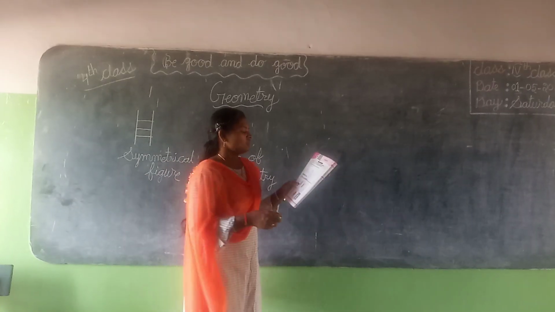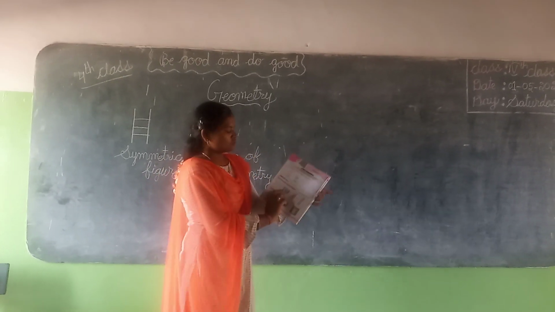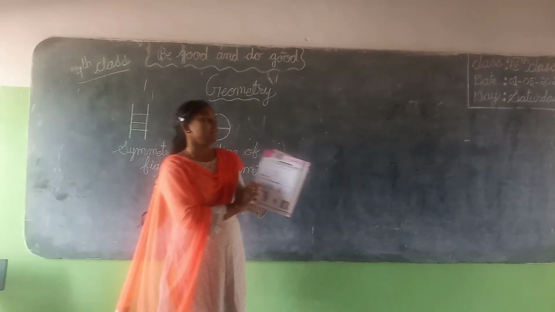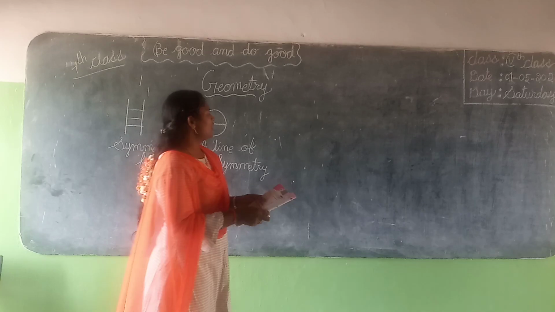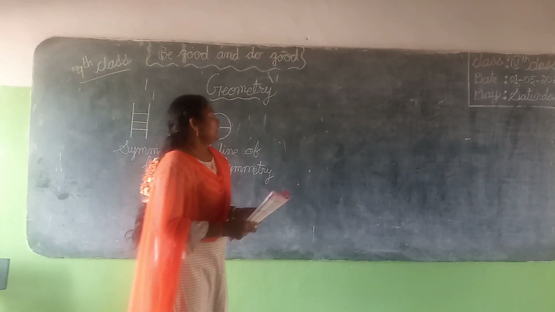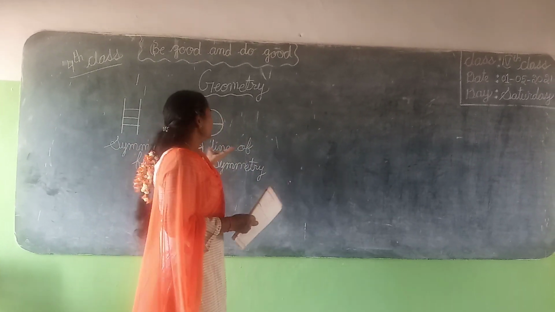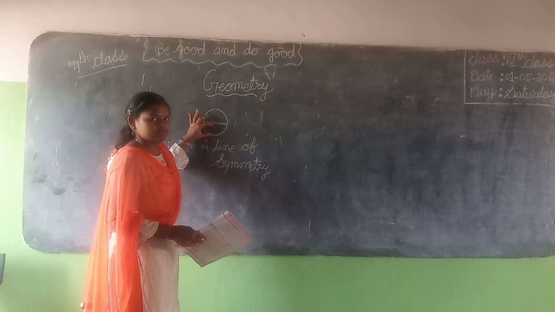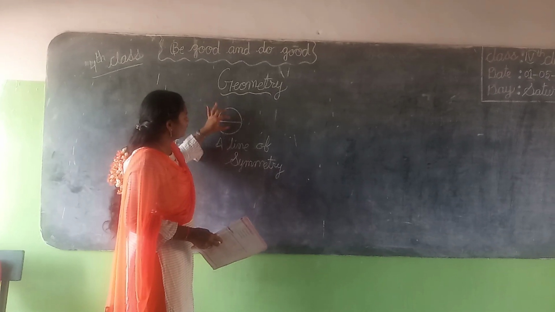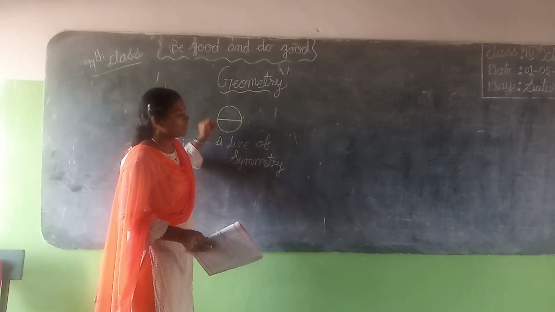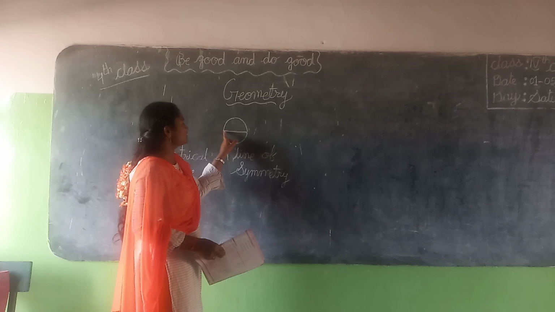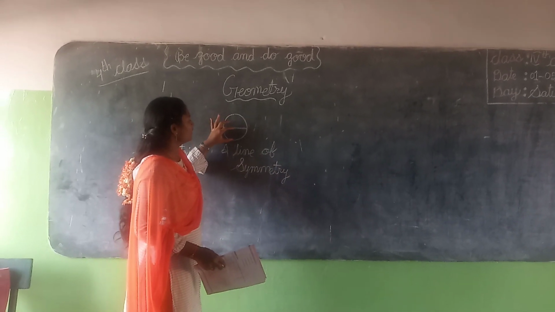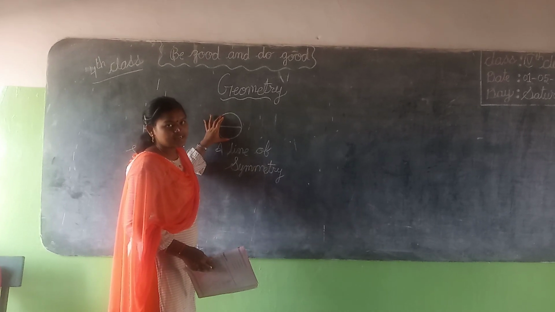First one, which of the following figures are symmetrical? Look at these pictures. The first one is a needle. First we need to know the symmetry. What is symmetry? Any object that is cut into two equal parts. That is symmetry. In this circle, the line cuts it so the above part is equal to the below part. Okay?